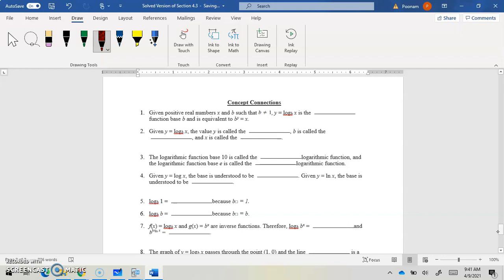Let's do concept connections quickly. Given the positive numbers x and b, with b not equal to 1, y is equal to log of x with base b is the logarithmic function with base b and is equivalent to b raised to y equal to x. Given y is equal to log of x with base b, y is called the exponent, b is called the base, and x is called the argument. Log base 10 is called common log. Log base e is called natural log.